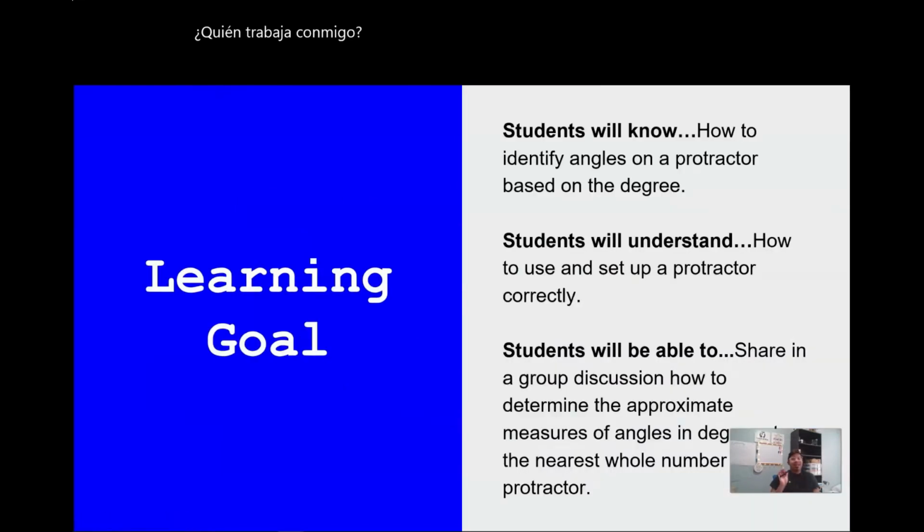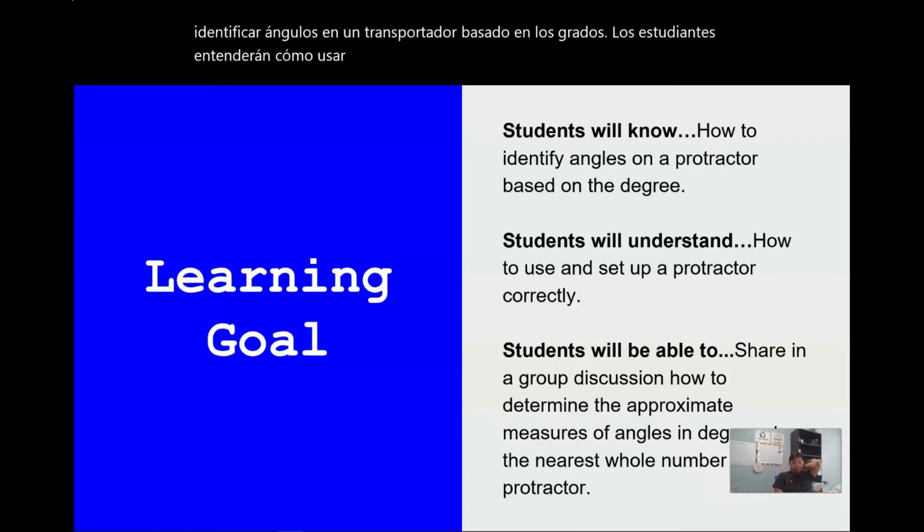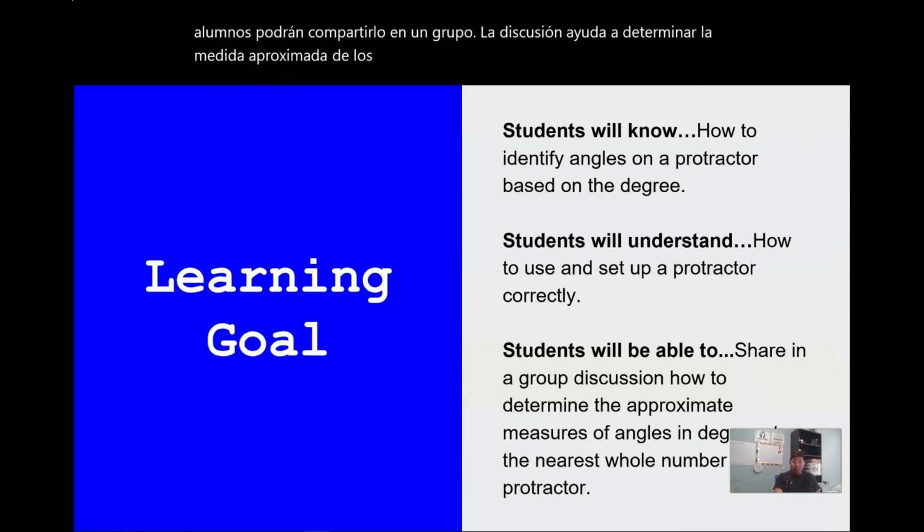Our learning goal for today is students will know how to identify angles on a protractor based on the degrees. Students will understand how to use and set up a protractor correctly. And then students will be able to share in a group discussion how to determine the approximate measure of angles in degrees to the nearest whole number using a protractor.